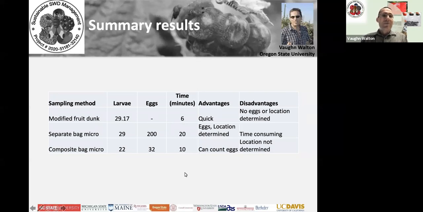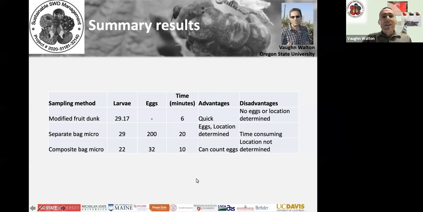We have our modified fruit dunk at the top there, and then the corresponding numbers directly next to that. We had the separate bag microscope methodology that I explained a little bit earlier, just below that. And then there is the composite bag, where you're taking all 12 of those bags and only selecting a sub count of those berries from that bag, right at the bottom there.